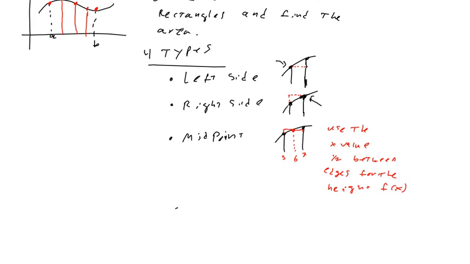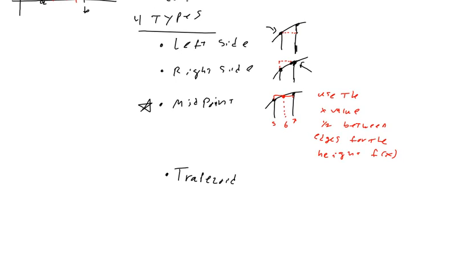And the last method, this is new here, we're going to talk about that today. The other way is, instead of using the left or the right, let's use both. And instead of a straight line, what if we made an angle? Well, that shape would be a trapezoid. Trapezoid method of finding a Riemann sum.